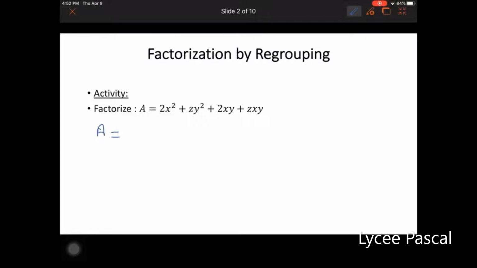To do this, for example, we can take here 2x squared and 2xy and put them together. So 2x squared plus 2xy, and pay attention, we take the term with its sign. The 2xy, its sign is on the left of it, so it's a plus, and 2x squared, its sign is on the left of it, it's hidden, but it's plus. And here we put the zy squared plus zxy together.